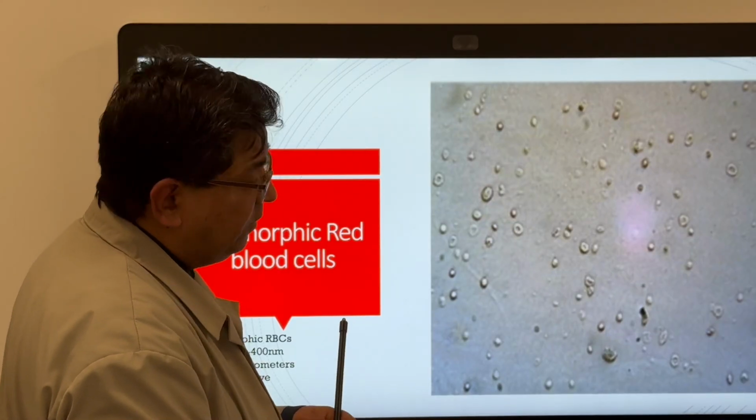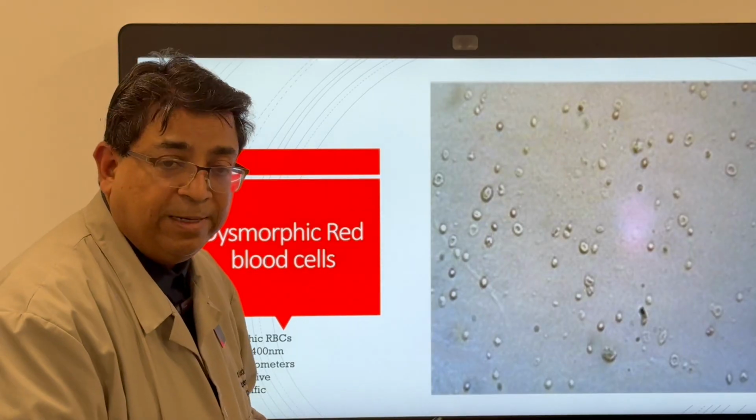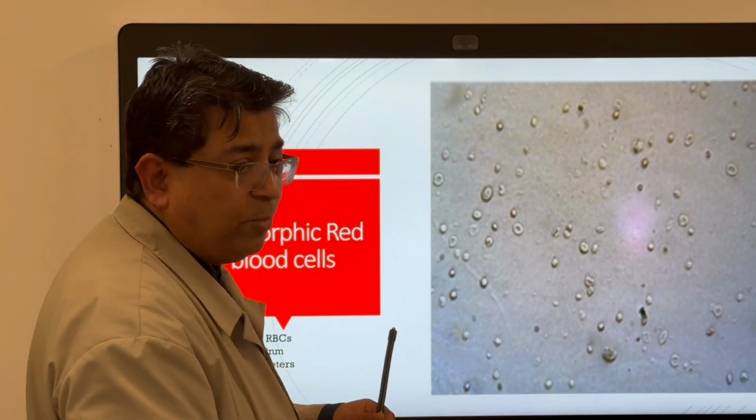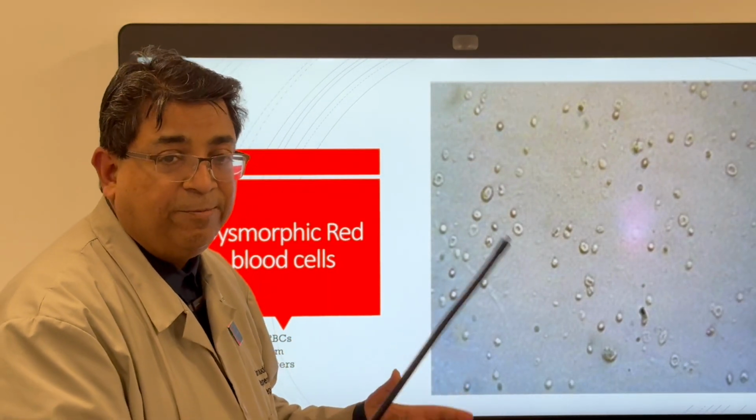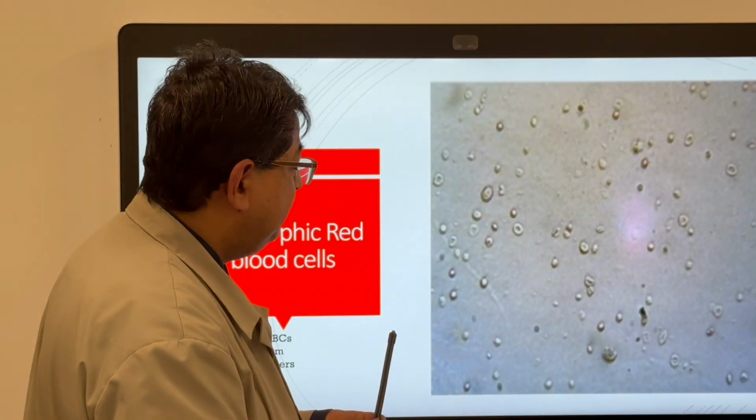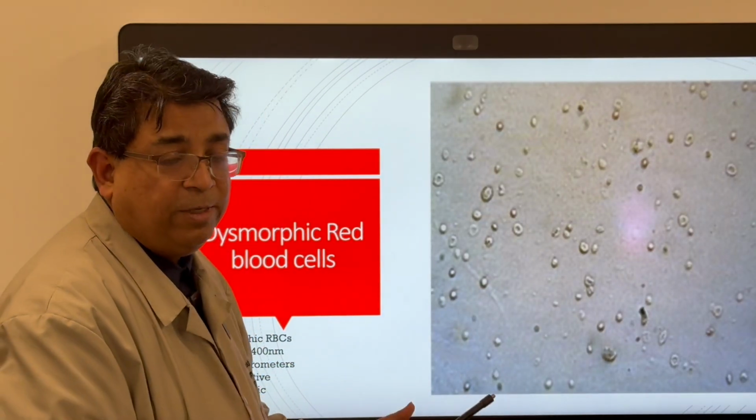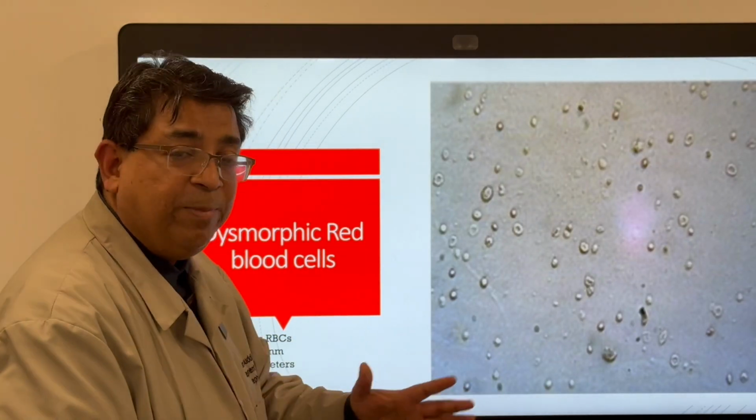So what's a dysmorphic red blood cell? So you have isomorphic red blood cells and you have dysmorphic red blood cells. So isomorphic implies that the shape of the red blood cell is preserved, typically round and unaltered. Dysmorphic implies that it has gone through the glomerular basement membrane and that its shape has changed.